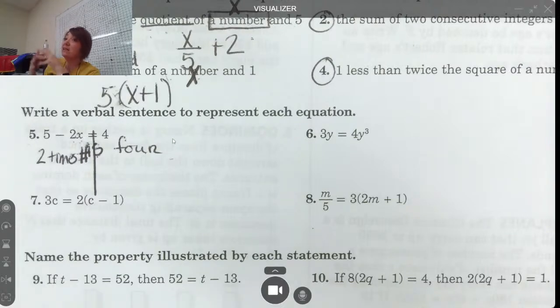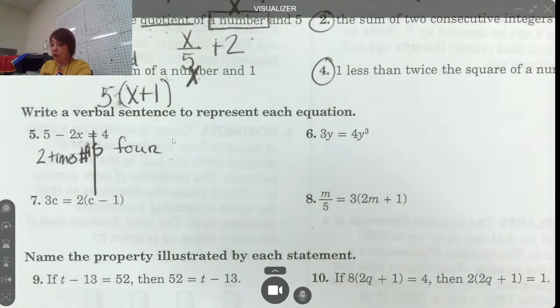The difference in 5 and 2 times a number, right? We could say the difference in 5 and 2 times a number. We could get even more simple. We could say 5 minus 2 times a number, right? And that would work. Y'all see all the different variations you can have? You just have to always start with your x and work out, right? Start with your unknown variable and work out from that. And that makes it a lot easier.